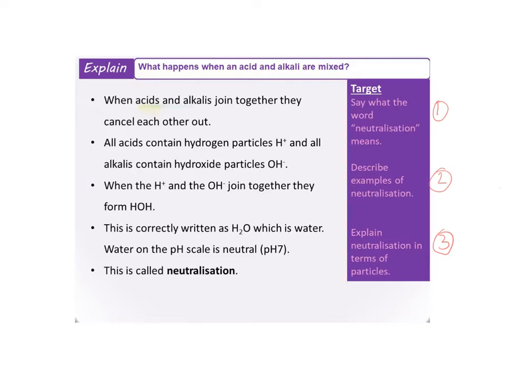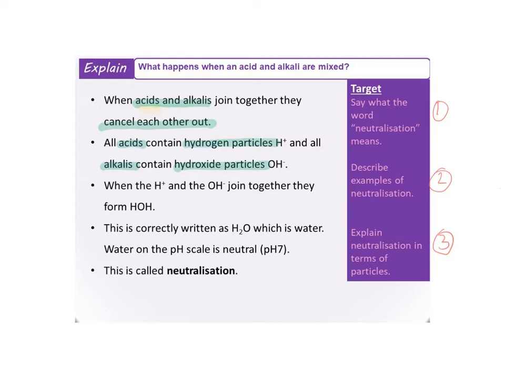I'm now going to read through the text that is found in your work booklets, but I've also just copied it and pasted it onto this slide. So let's get started. When acids and alkalis join together, they cancel each other out. All acids contain hydrogen particles and all alkalis contain hydroxide particles.